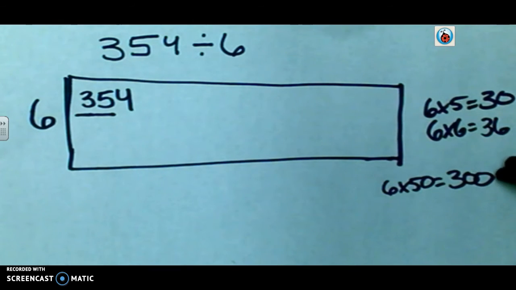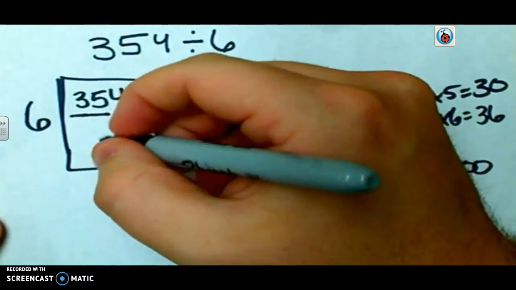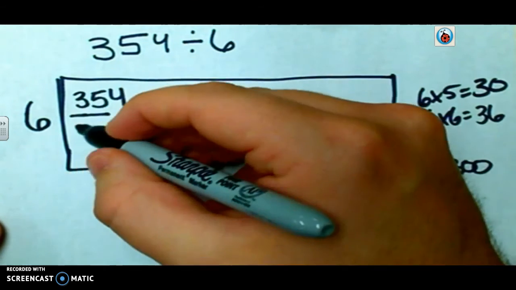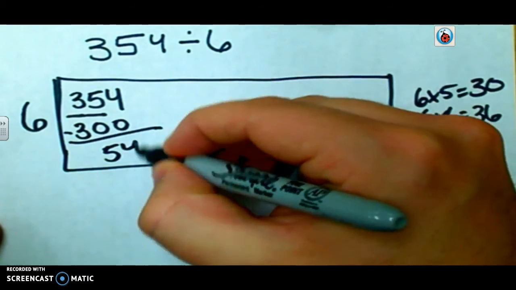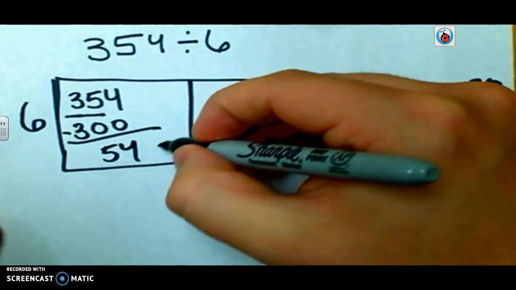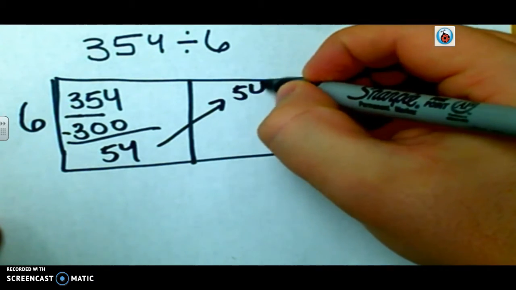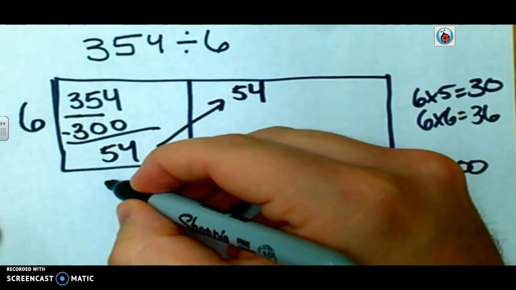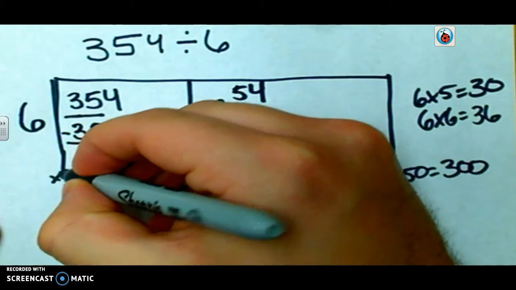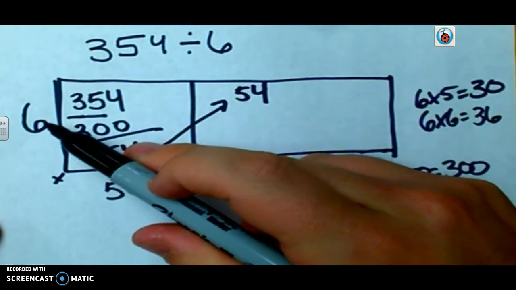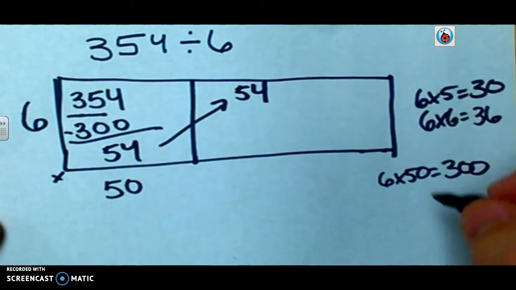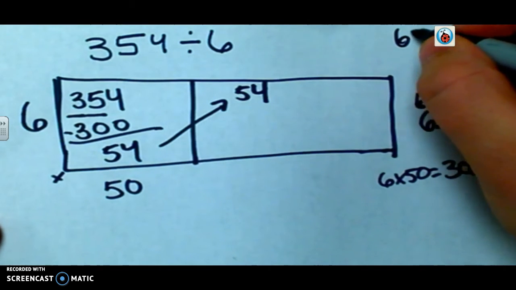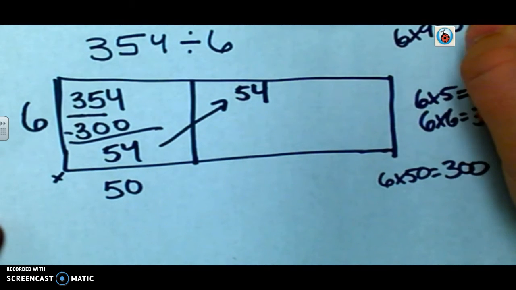And the next step is to subtract that 300. So because I know there's 300 that I need to get rid of. So when I subtract 300, I'm left with 54. I'm going to put a little line there, and then I'm going to put that up in the next box. So far I know that this is 6 times 50. Now I have to think of a fact family for 6 and 54. Well, if you knew your facts right away, you'd know that's 9, because 6 times 9 is 54.